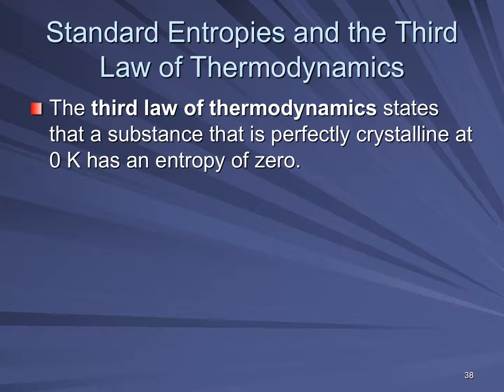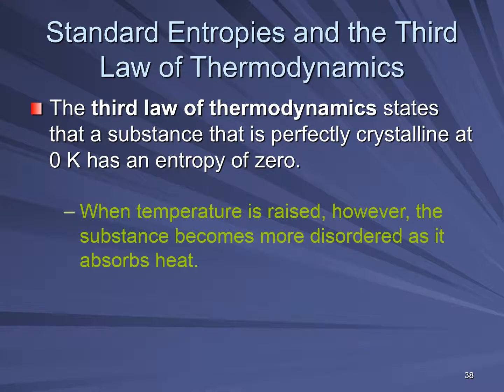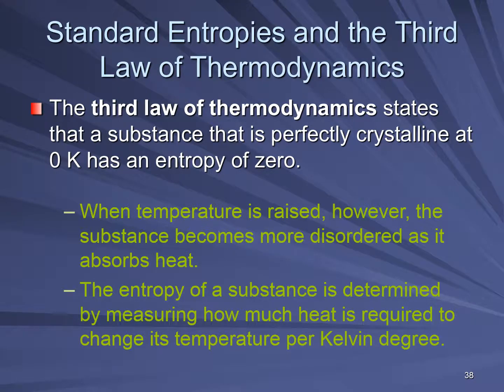And so what happens then, if you heat it even just a teensy bit, even like 0.1 degree Kelvin, the molecules will start moving. So they start to become just a little bit more disordered as that heat is absorbed, and so entropy increases. So the entropy of a substance is determined by measuring how much heat is required to change its temperature per Kelvin degree, which is what we saw earlier. Delta S is heat per temperature. So this kind of links the laws together.